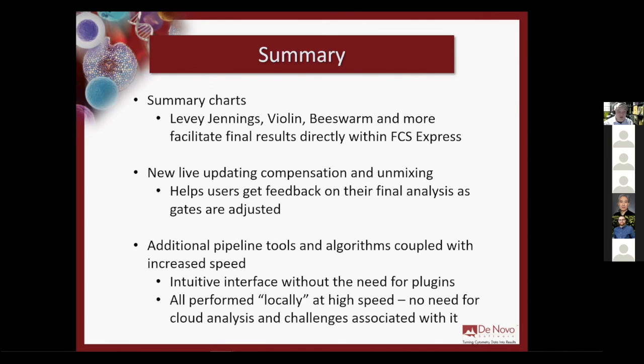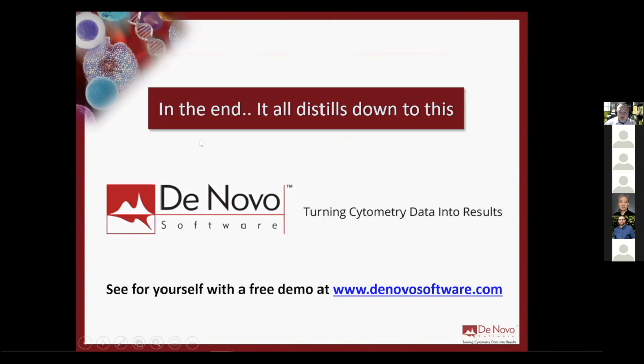You can work between the raw data and the processed data, and they're all performed locally at high speed, which means you don't have this need for cloud analysis or any of the challenges that could be associated with that as well. So with that, it really distills down to turning that cytometry data into results. And that's what we've always focused on at De Novo Software over the last 20 years.